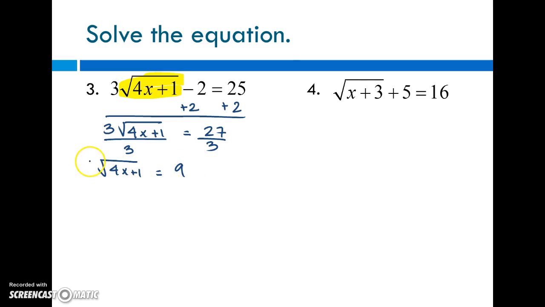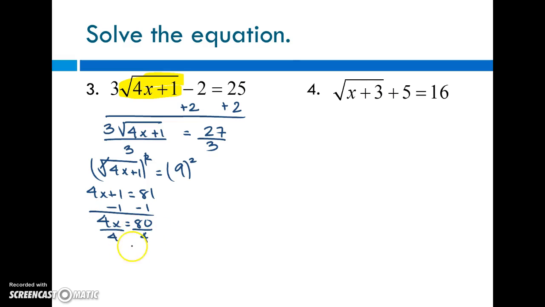Now to get rid of that radical, I'm going to square both sides. And I have these canceling out, so I have 4x plus 1 is equal to 81. This is a linear equation, so we can solve this by subtracting 1 on both sides and then dividing by 4. So I have x is equal to 20. If you could, please go ahead and press pause and try number 4 on your own.